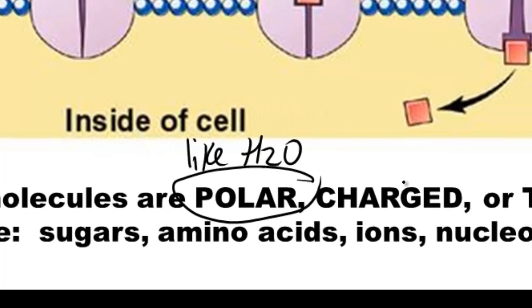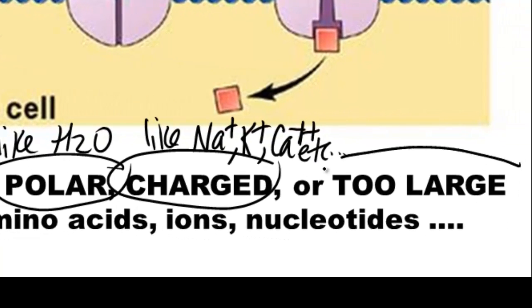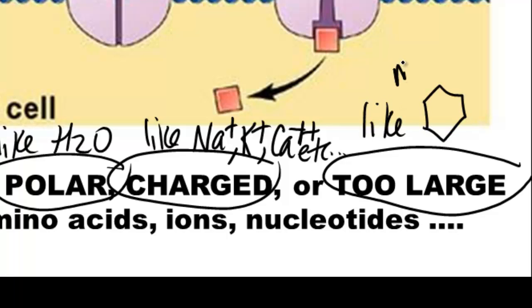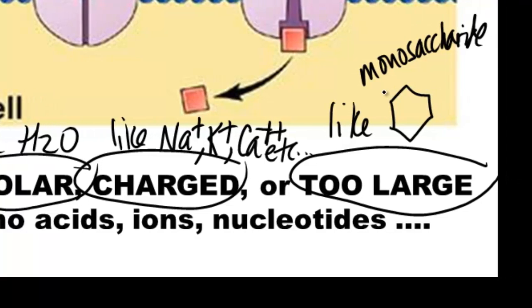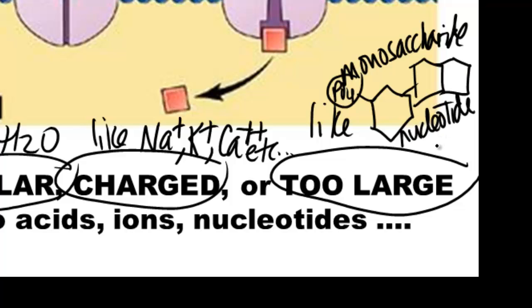Well, a polar molecule is a molecule like water. The charged molecules that would move that way would be charged ions like sodium, potassium, calcium, magnesium, etc. And the molecules that are too large are some of the monomers that we've talked about, like here's a simple sugar, a monosaccharide like glucose, ribose, deoxyribose. That would move this way if facilitated with a protein. If you took that sugar and you added a phosphate group and an A, C, T, or G nitrogen base, then you'd have the monomer of a nucleotide. So nucleotides move this way as well.